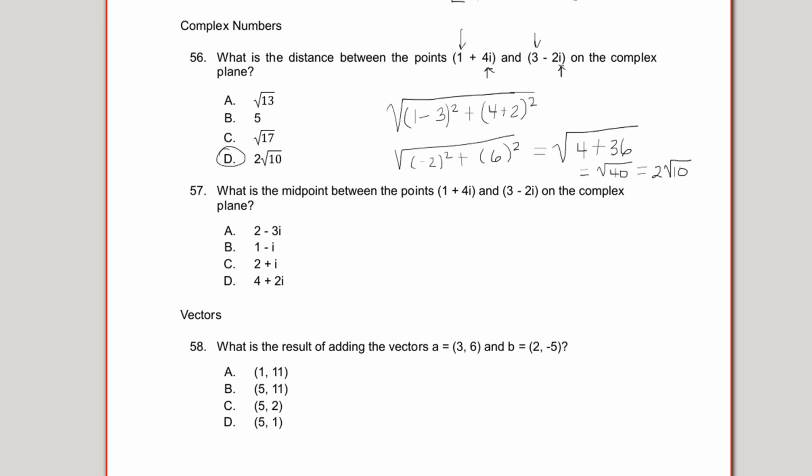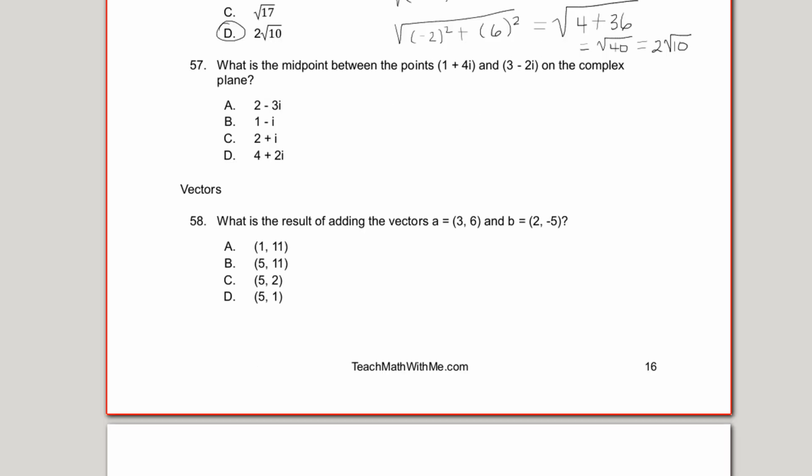Question 57, what is the midpoint between these 2 points on the complex plane? So midpoint, we're using the same thing that we would do for a point on the xy coordinate plane. We just have these i values here. So we're looking for the midpoint, and midpoint, we kind of think of average with that. So first of all, we're going to add up the 1 plus 3, divide that by 2, and we have 4 over 2 gives us 2. That is our real value.